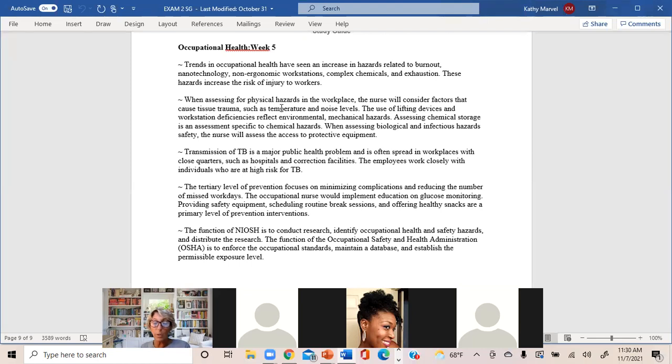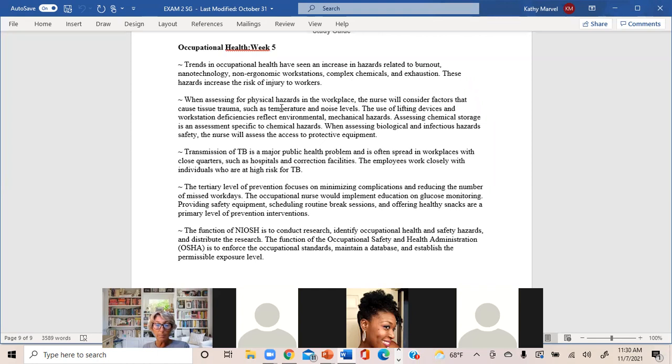Okay, so that for this particular group, at the tertiary level, the goal is to minimize complications and reduce the number of missed work days. Okay, that's what the occupational health nurse does. She does assessments of workers and what the risks are, and then certainly the workplace. What are the hazards within the workplace?